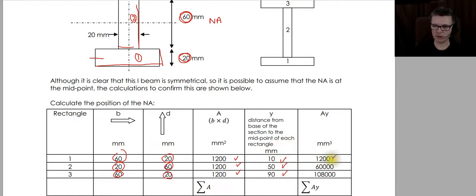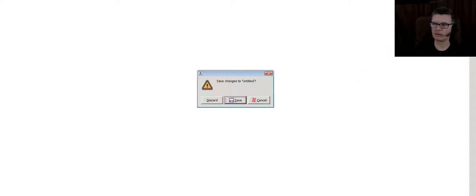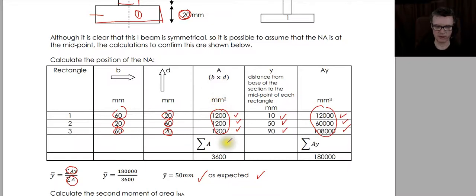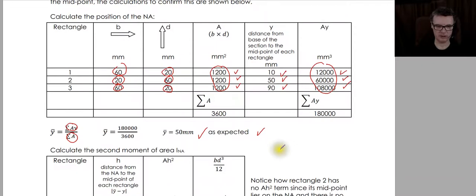Then I'm going to do A times y, and I'm going to get these big numbers. To find the neutral axis, I'm going to add up all of these terms here. And that gives me my neutral axis, as expected. It says, as expected, 50 millimeters.